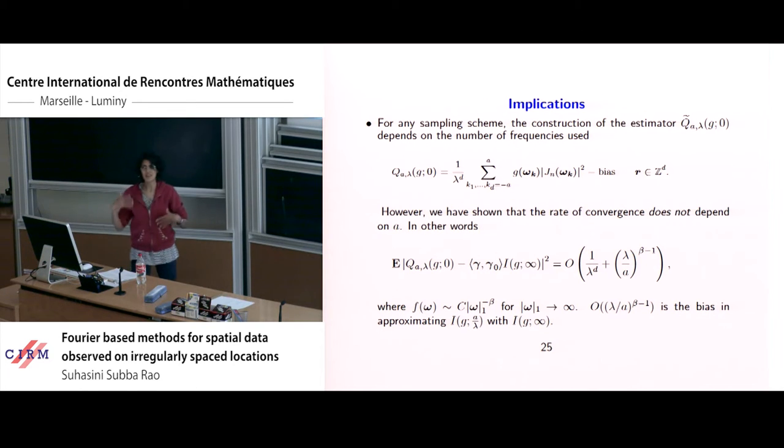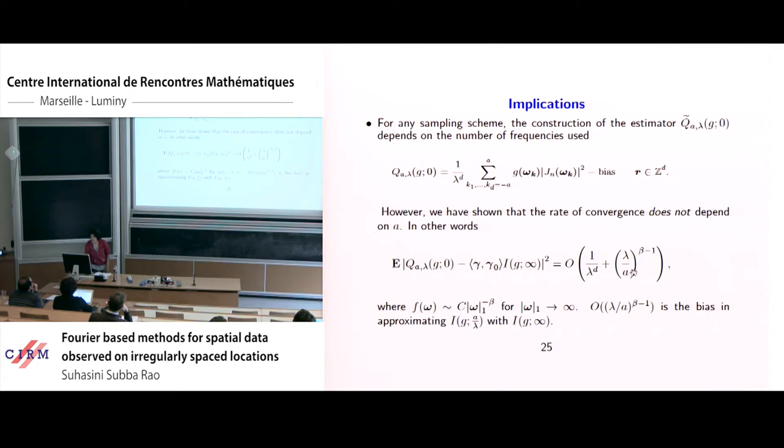So what does that mean? You saw these disgusting formulas. What does that mean to us? Well, this is our estimator, and if we want our A frequencies, our frequency grid, to grow to infinity, in the Gaussian case, we have something kind of nice. Essentially, what it tells us is that this thing over here is estimating the functional, the integral from minus infinity to infinity, or over R^d. And the mean squared error depends on 1 over lambda^d, plus lambda over A to the power beta minus 1. This is sort of the bias over here.